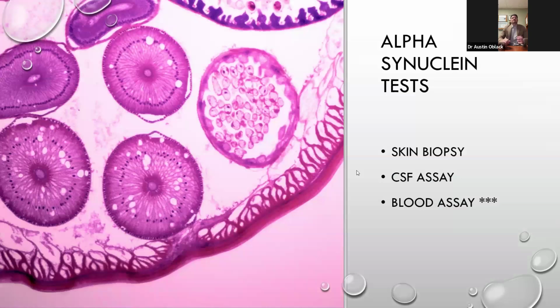And so another type of test that has been more on the forefront within the last couple of years is an alpha-synuclein test. There are a few different types of tests that are right now available. And what these are looking for is alpha-synuclein, an abnormal protein that is seen to accumulate in Parkinson's disease patients. There's a couple different ones that we're going to discuss.